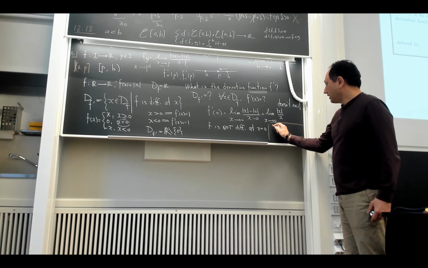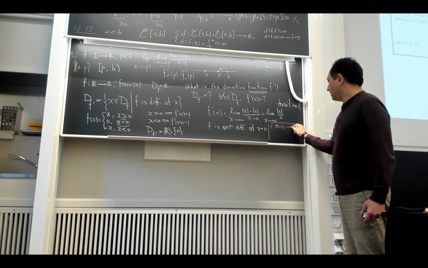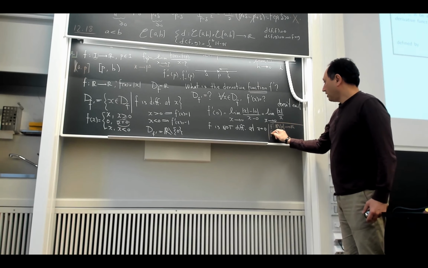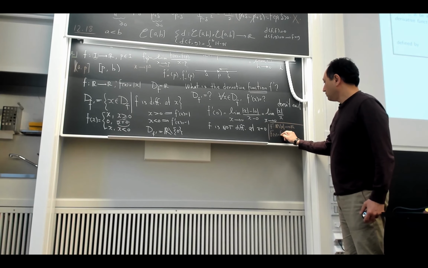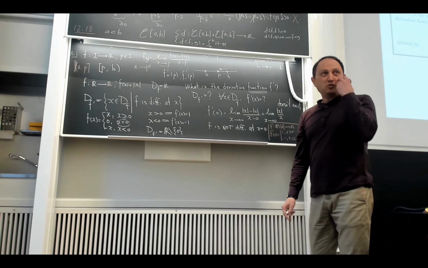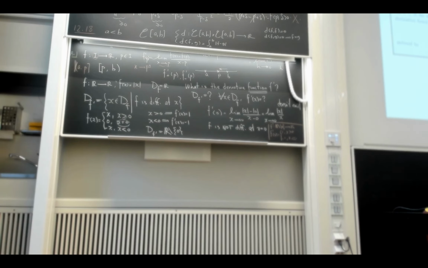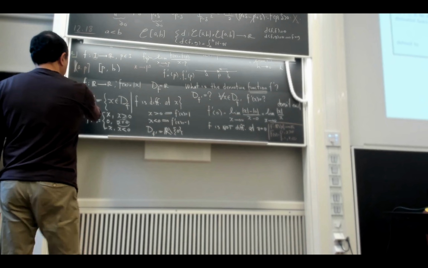So if you want to answer this question, what is the derivative function now? The derivative function, I would say, f prime is a function defined from R minus 0 to R. F prime of x is equal to 1 if x is positive, minus 1 if x is negative. So it is important that when they talk about the derivative function, they are also asking you about the domain of the derivative, which is the definition.